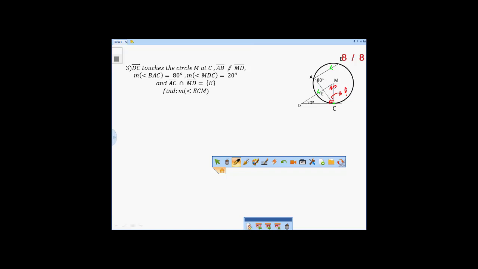Here I have PA is parallel to MD. It means the measure of angle MEC is equal to the measure of angle A, equal to 80 degrees, corresponding angles. Now I have here 80 and here 70, so I can find the measure of angle ECM: 180 minus (80 plus 70). It will be 180 minus 150, it will be 30 degrees.